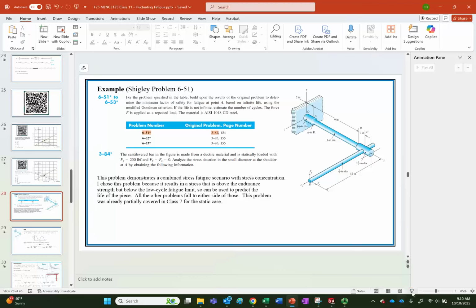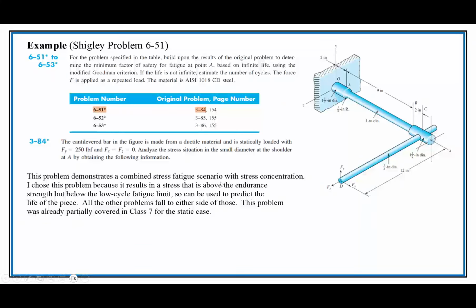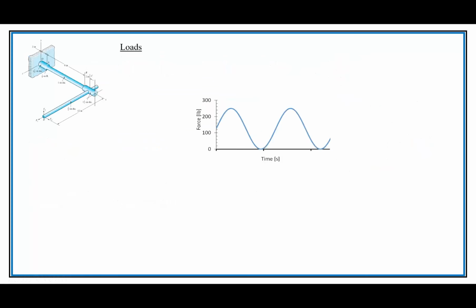Right, so we're back with class 11, and here is the example I wanted to do. I picked, I think it's 651, essentially. I'm not sure, I might have changed it. This was already partially covered in class 7 for the static case, so we're using that same piece. A lot of this, you can go back to class 7 and check out.